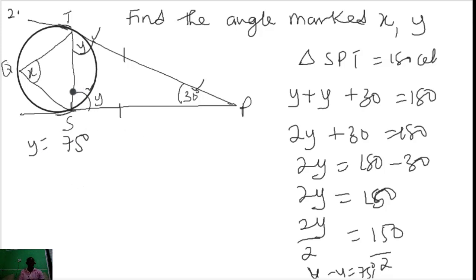If you look at this y, it is the angle formed by the tangent and the chord. Therefore, it is equal to the alternate angle inside the circle. So the alternate angle is x. Therefore, x is equal to y and is equal to 75 degrees. This one, formed by the tangent and the chord, is equal to the alternate angle, which is x, and they are equal. So x and y are equal. They are 75 degrees. Let's still continue.